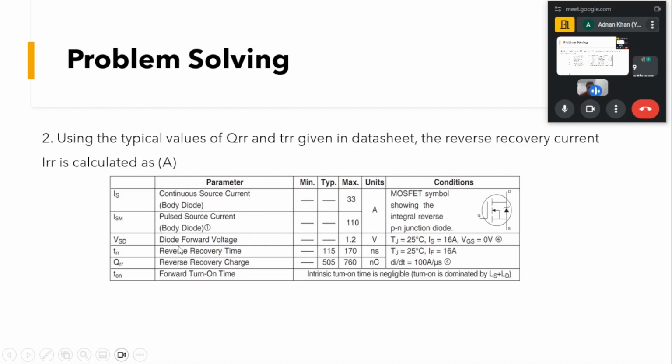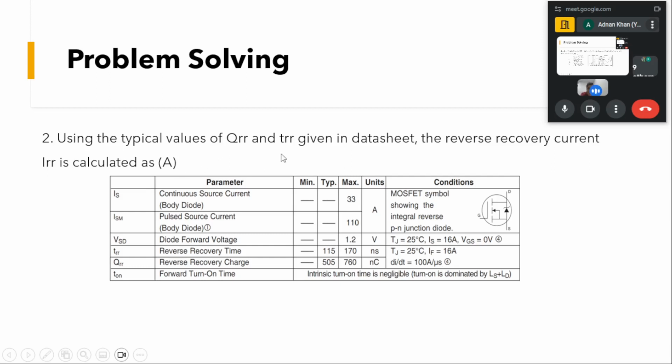With respect to this forward voltage block, the forward voltage drop across the diode is given. Then we have TRR, the reverse recovery time. We have two values, one is the typical value and another is the maximum value. These are measured under certain conditions: a junction temperature of 25 degrees, a current of 16 amps, and di/dt of 100 amps per microsecond.